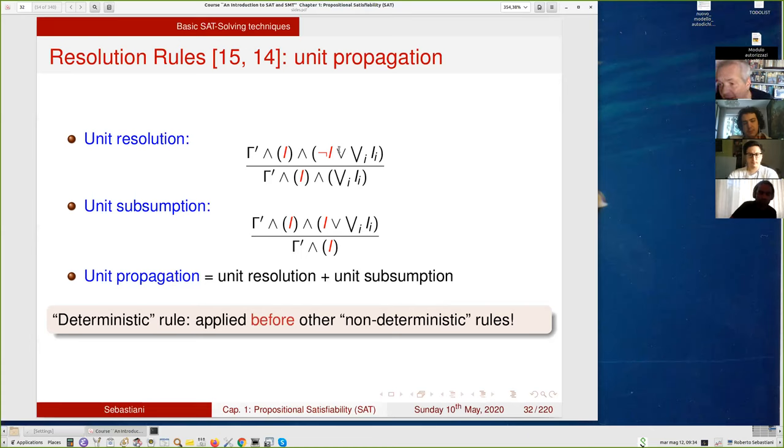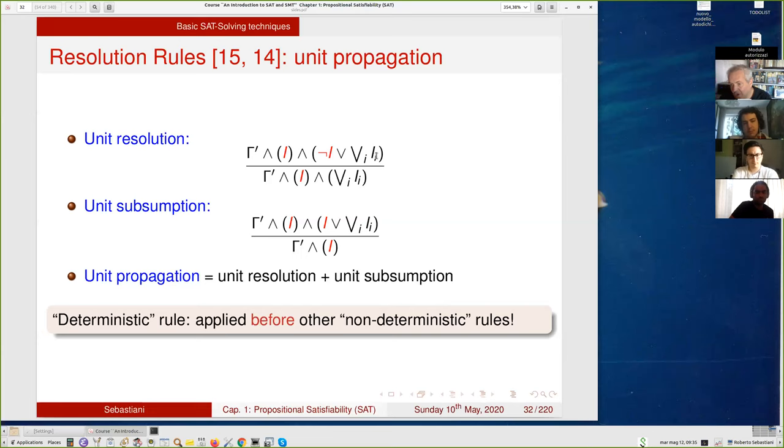But notice that in doing that, you can create other unit clauses. If this was a binary clause, so it contained two literals, and you drop one, then here you have another literal. You have another unit clause, which may cause another step of unit propagation. So this is what happens typically in some algorithms. We have chains of unit propagations.